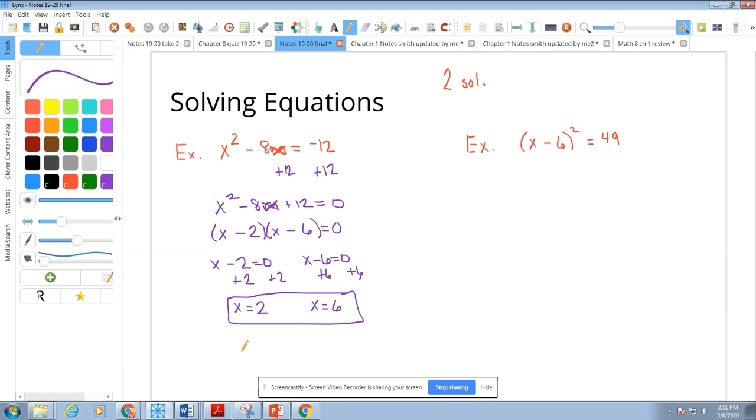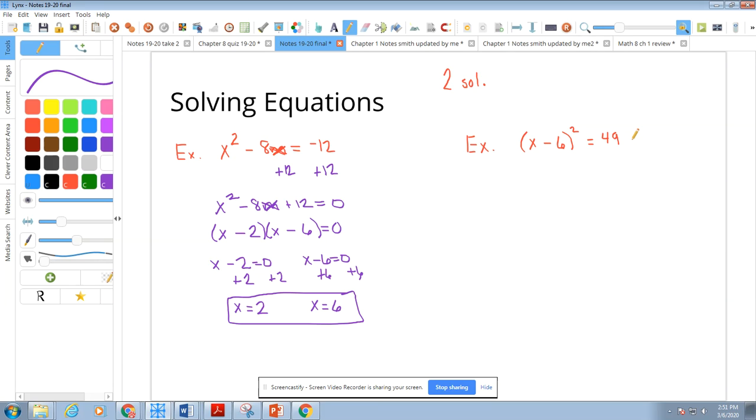And of course, you can check those. 2 squared minus 16, so that's 4 minus 16, would indeed equal negative 12. And 6 squared, which is 36, minus 48, also would equal negative 12.